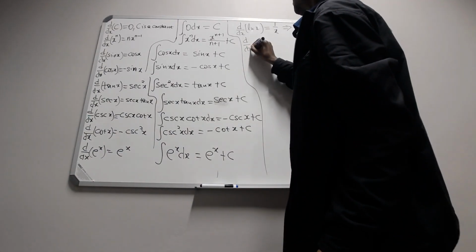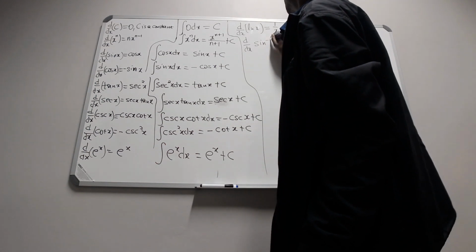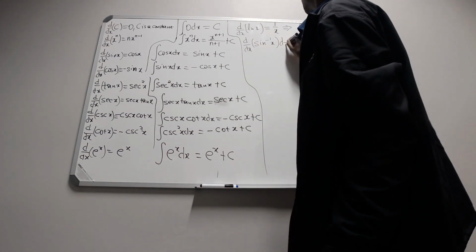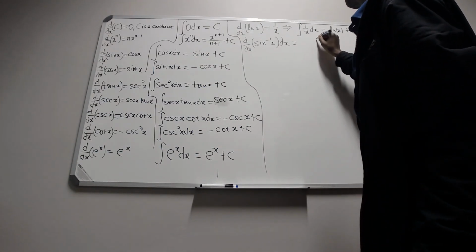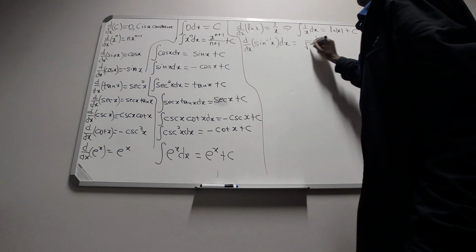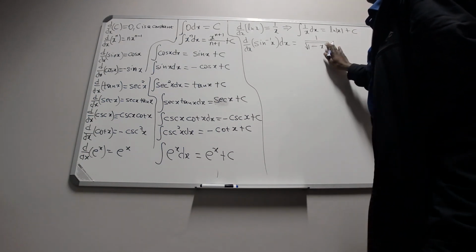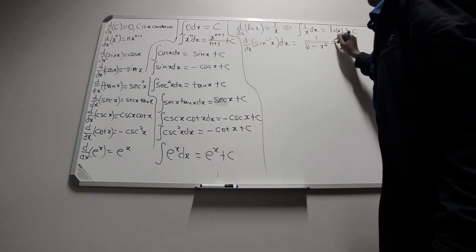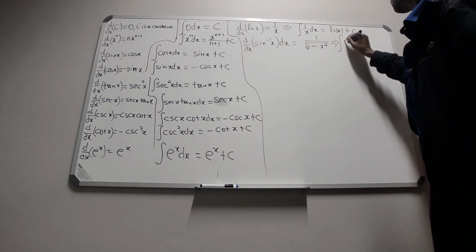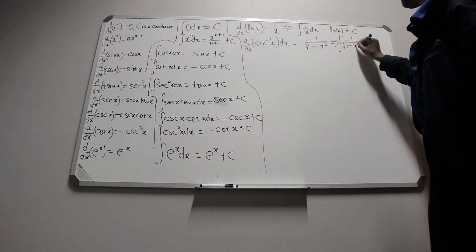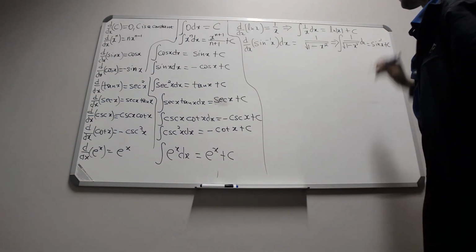And then d/dx of arc sine of x, this one we said it's going to be 1 over the square root of 1 minus x squared, like that, which implies that the integral now of 1 over the square root of 1 minus x squared dx is just the arc sine of x plus c.